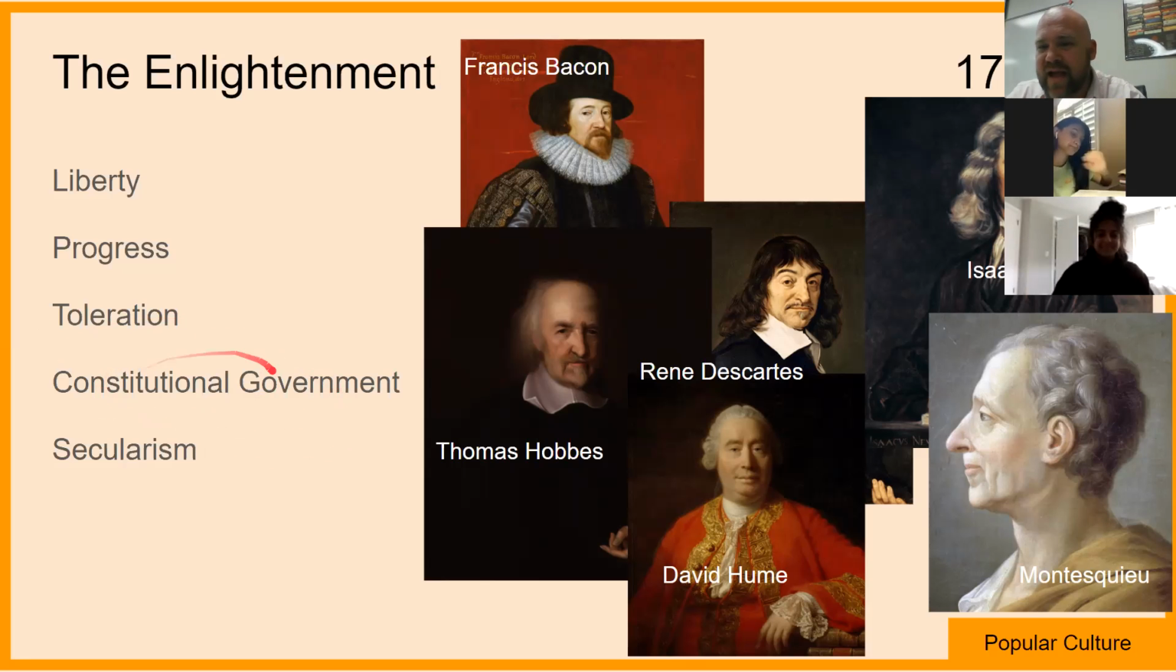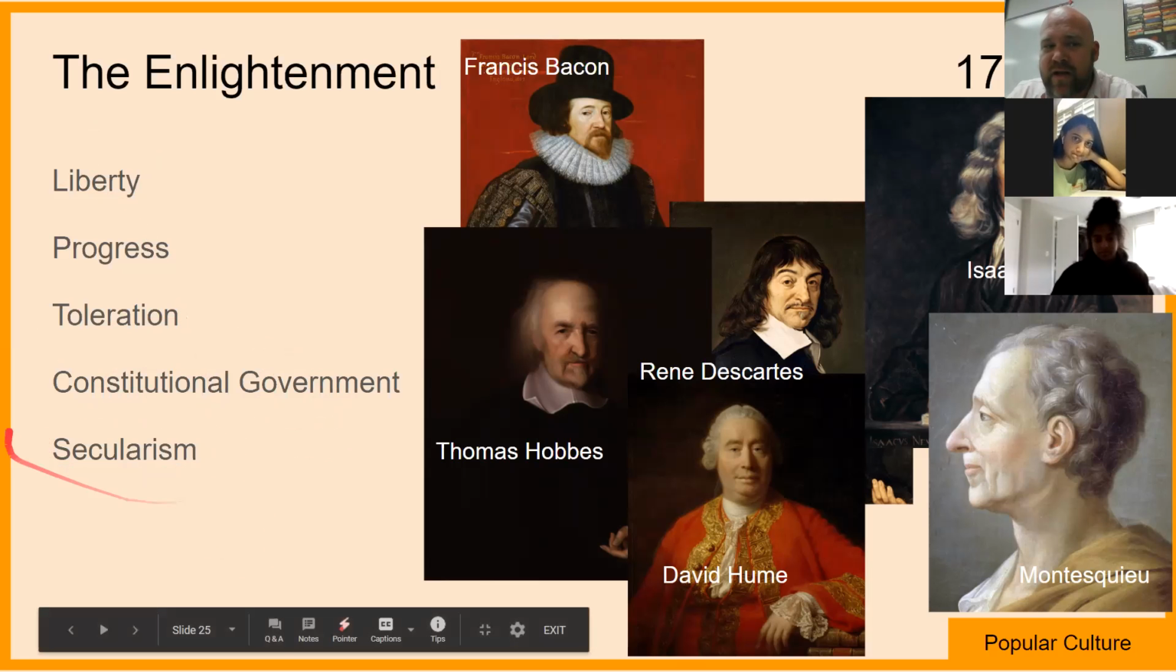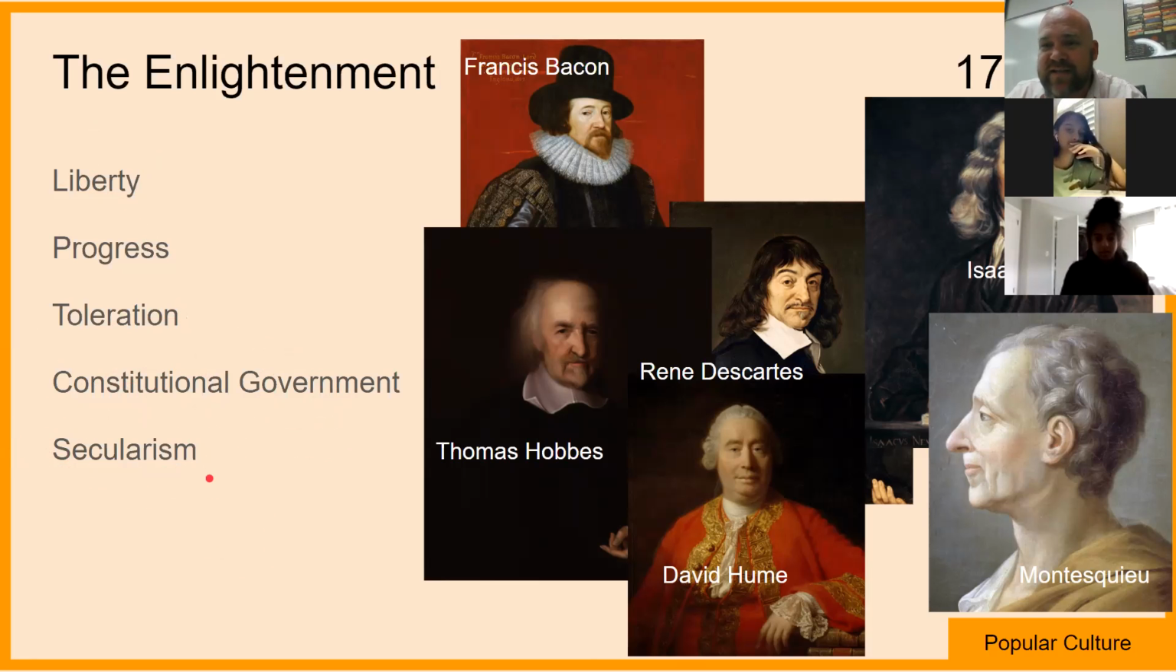Constitutional government, that's like the House of Burgesses. That's the Mayflower Compact, right? Liberty is everything in America, right? Coming out here, right? Secularism would be all of those states that aren't Massachusetts and are saying, you know what, we can do non-religious stuff. This is baked into our DNA. We are an Enlightenment country.